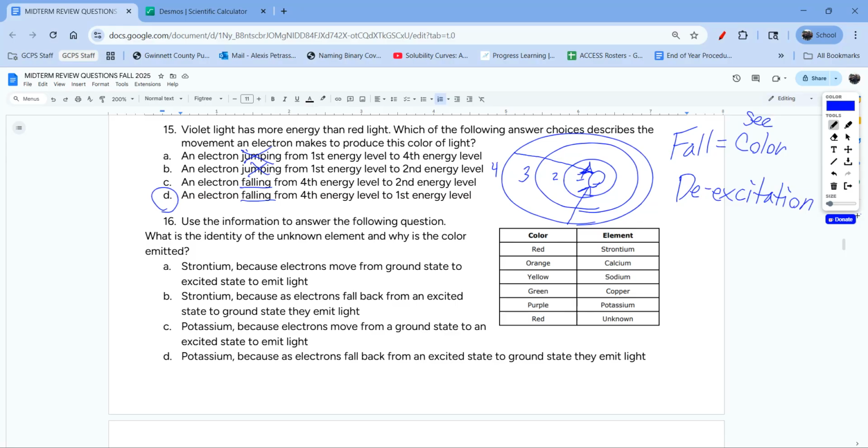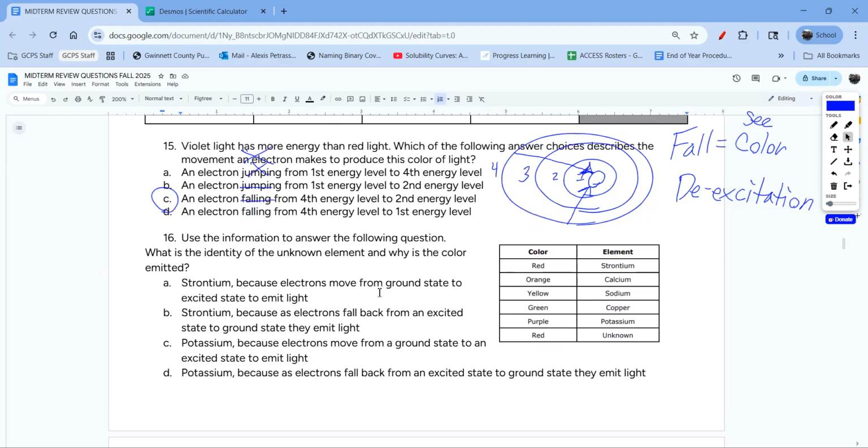So 16 says use the information to answer the following question. What is the identity of the unknown element and why is the color emitted? We just talked about that a bunch. You need to look back through any notes you have on that. If you're not sure what to do with it, please answer question 16.